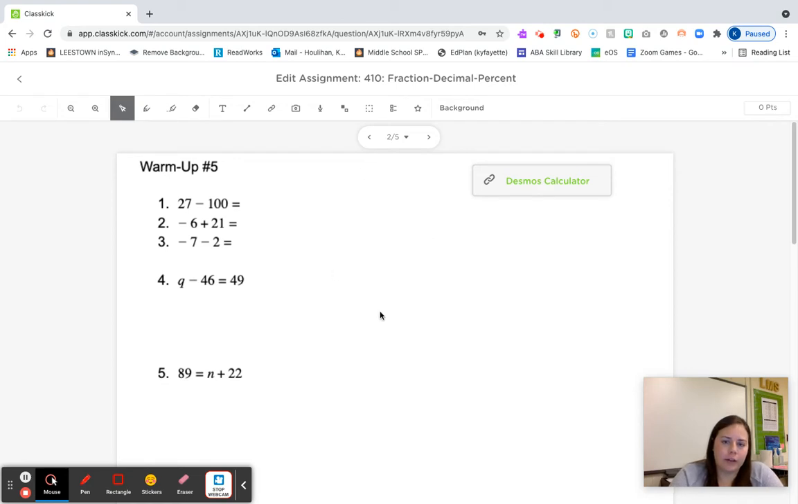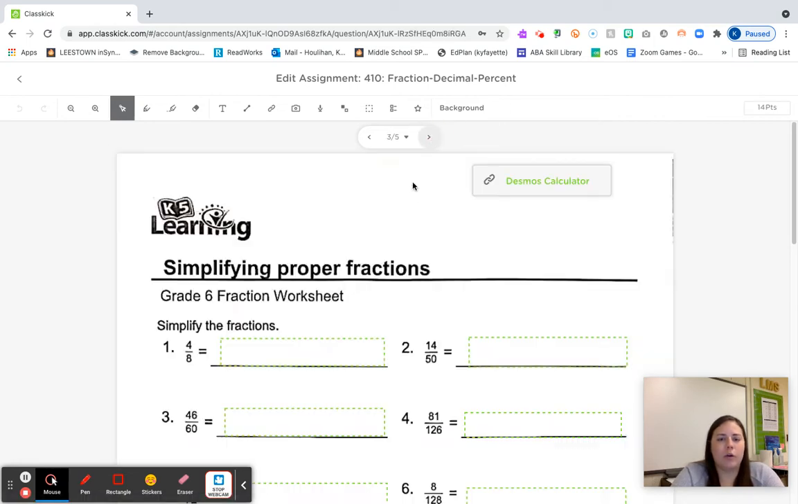You can use your calculator. Please use your calculator. Show your work. I linked the calculator right there for you. So all you have to do is click that, and it'll take you to Desmos. Okay, so get those done. I'm going to go over to page 3.